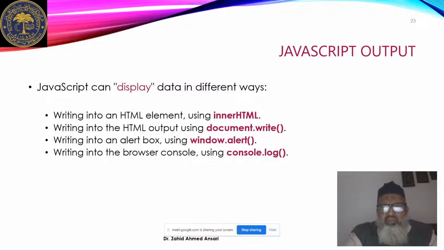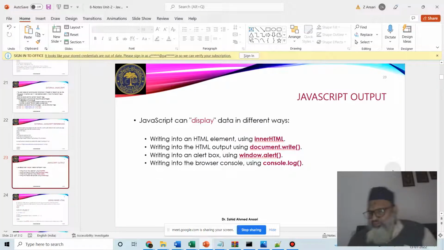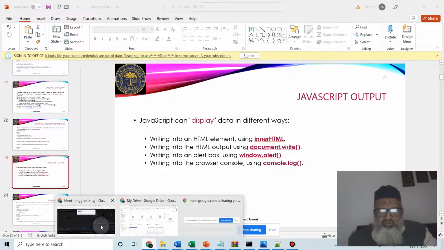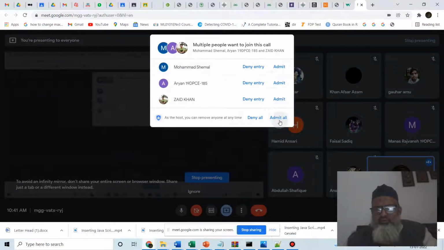Writing into an HTML element you can do using the property innerHTML, or you can give an HTML output using document.write. You can also invoke an alert box using window.alert, and you can also write into the browser console using console.log. So these are the 4 different ways through which you can generate the output.